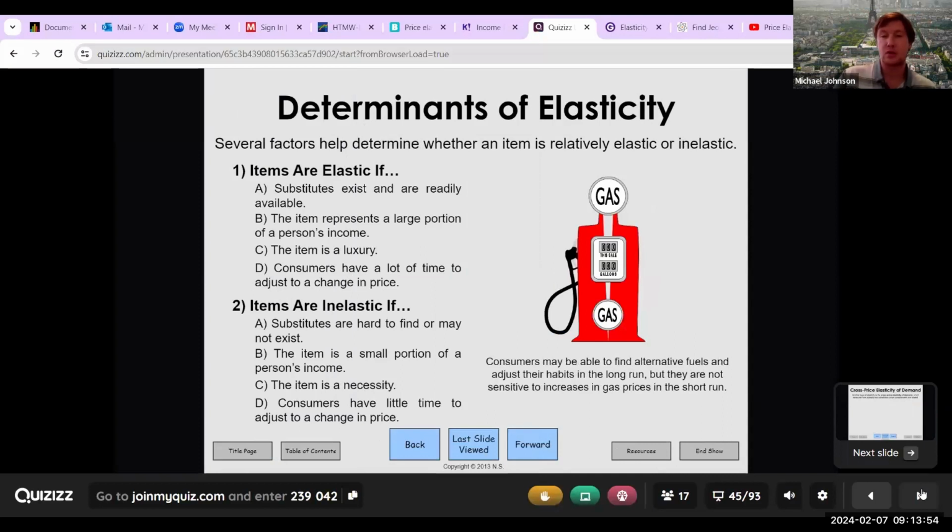Consumers have very little time to adjust to change in price. Inelastic consumers may find alternative fuels and adjust their habits in the long run, but they are not sensitive to increases in gas prices in the short run.